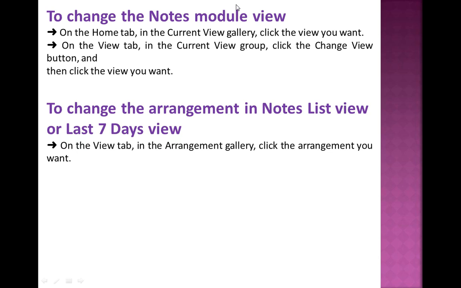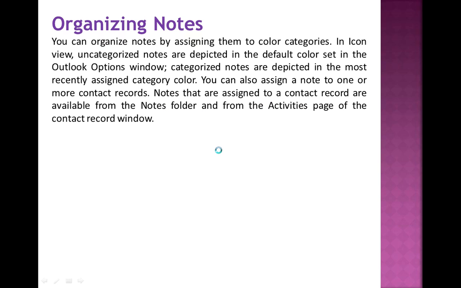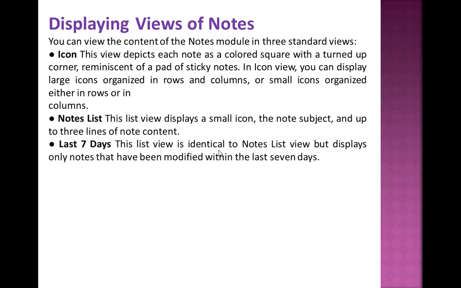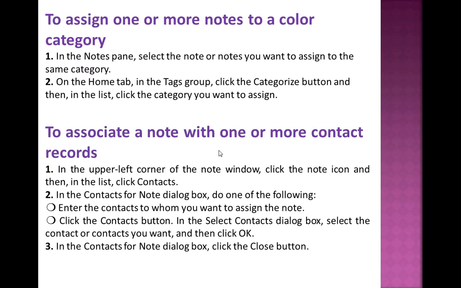Then next is how to change the notes module view. Simply go to the Home tab, go to the Current View gallery, and click the view that you want. On the View tab in the Current View group, click the Change View button and then click the view that you want. To change the arrangement in notes list view or 7 days view, simply go to the View tab, Arrangement gallery, and click the arrangement that you want. This is how we can display the notes.